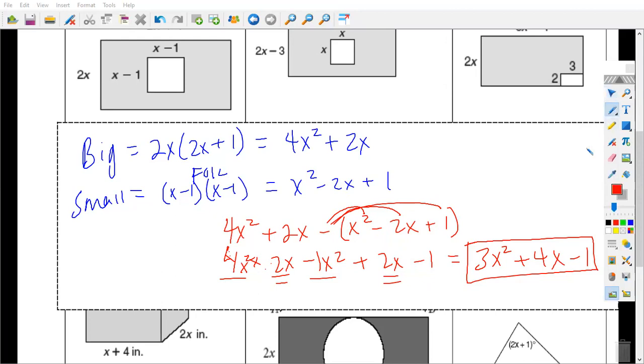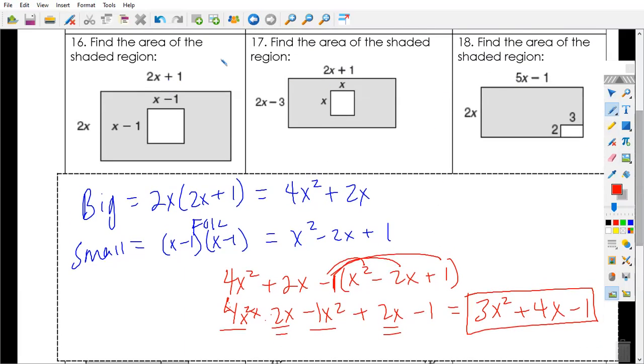There's a 1 here, so it's distribution of that negative 1. When you're subtracting something, you're multiplying by a negative and taking that away, right? So that's all we had to do. We couldn't just put a subtraction and only subtract x squared. We have to subtract all of them. So then we end up with 3x squared plus 4x minus 1.